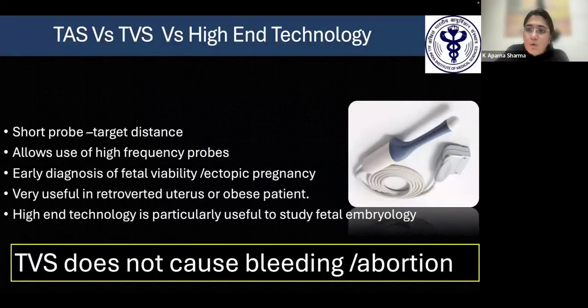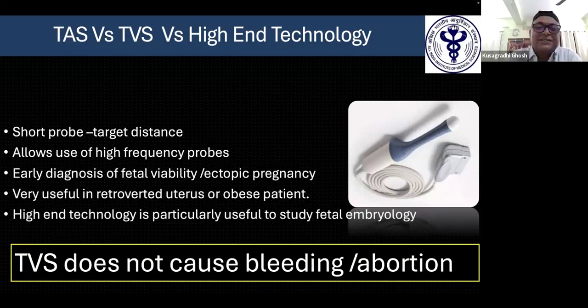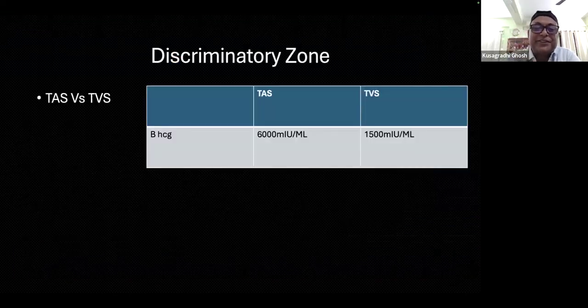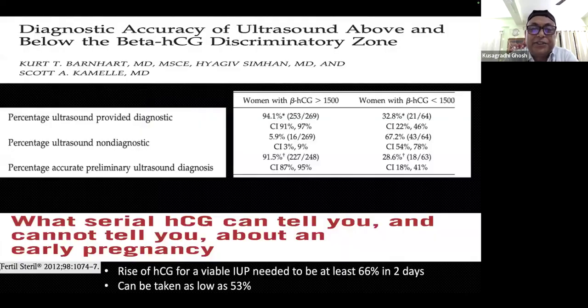And is there anything that you would like to say about the discriminatory zone, sir, because you're doing a TVS and that's another advantage that you get. This concept of discriminatory zone is very interesting. Actually, this was defined by Kadar et al. in 1981, and what he meant was the lowest level at which an intrauterine gestation sac could be seen, and there was a spectrum. As the beta HCG rose, intrauterine gestation sac visibility also increased. So it was a zone, a spectrum, rather than a particular level.